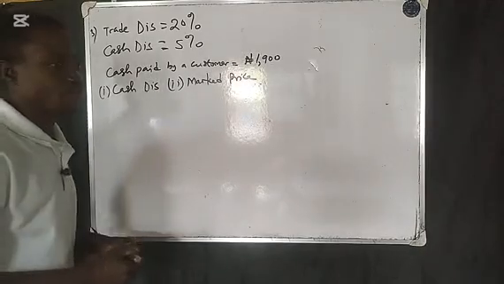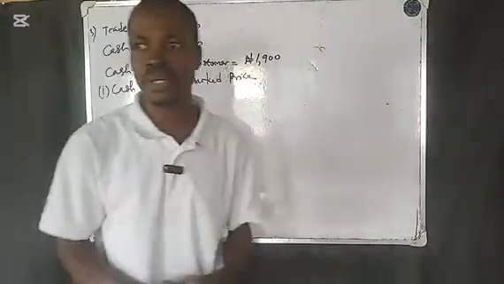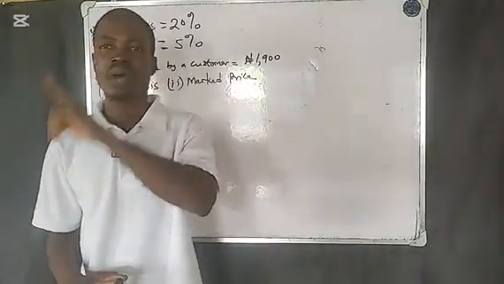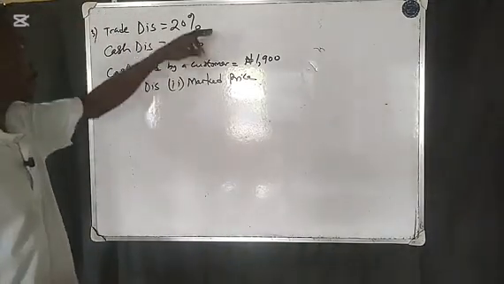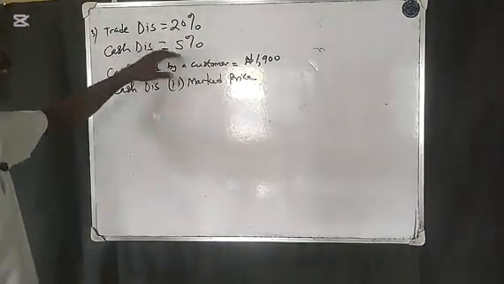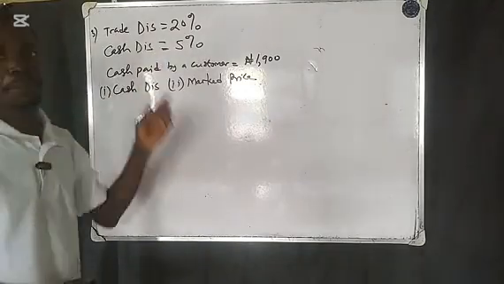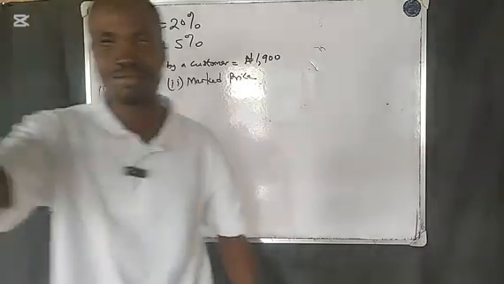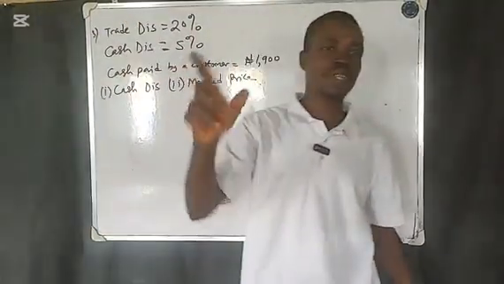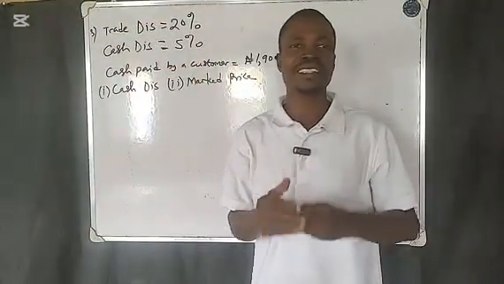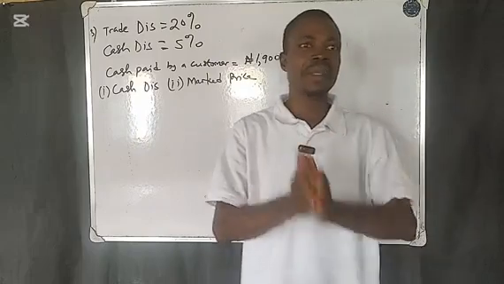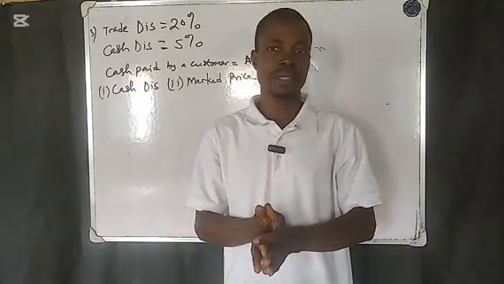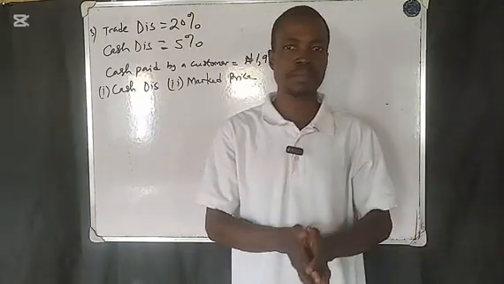Please, common mistakes students make. Let me just tell you. Common mistake number 1. Students will say, okay, trade discount 20%, cash discount 5%, total discount 25%. Wrong. If you do that, you won't get your answer. You don't add the trade discount with a cash discount. Now, let me try to explain the two to you first before telling you that you don't add them.